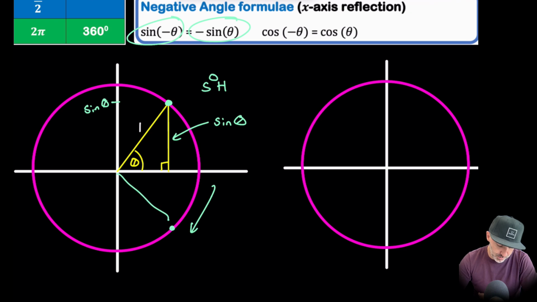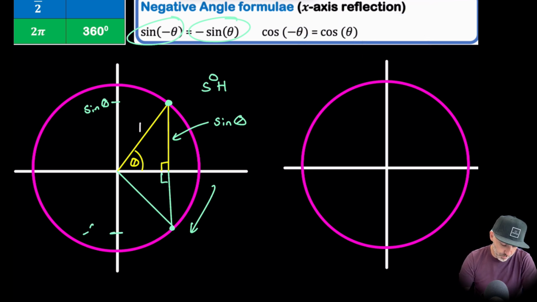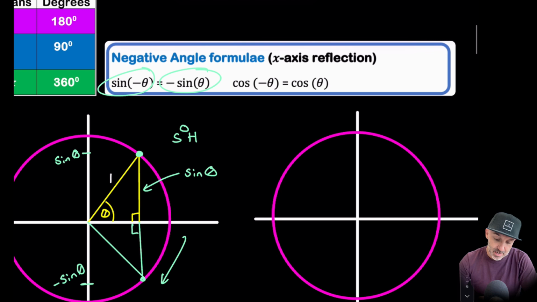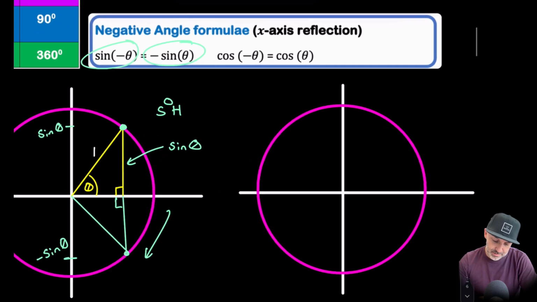Now, if we just join up another triangle, we basically get an identical triangle. It's just reflected in the x-axis. And therefore this value on the y-axis here will be negative sine theta, because it will be exactly the same length as the first triangle, but it will just be beneath the x-axis. Hence the reason why we say x-axis reflection.